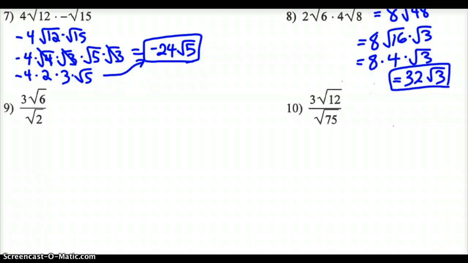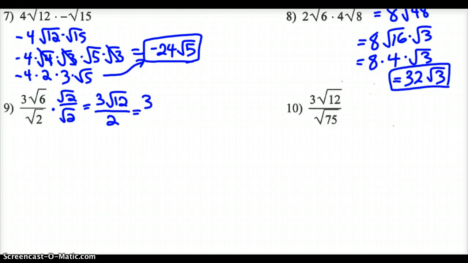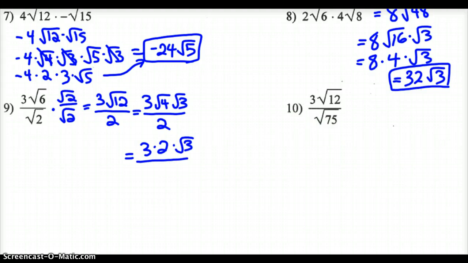Over here, best thing to do is multiply both top and bottom by root 2. That's going to give me 3 root 12 over 2. 12 can be simplified radically as this, which equals 3 times 2 times root 3 over 2. 2's canceled to 1, and we get 3 root 3.